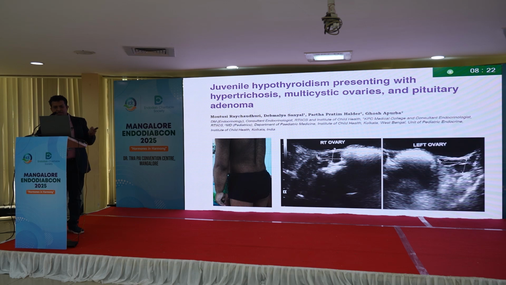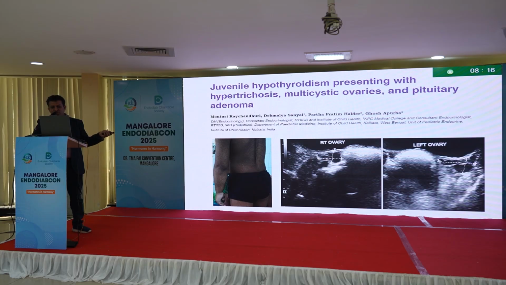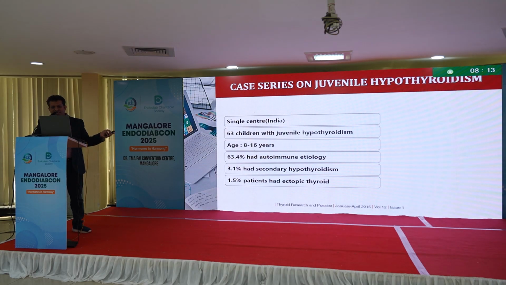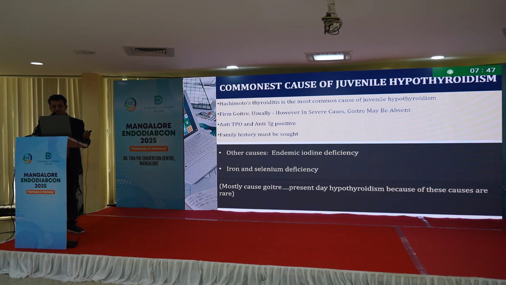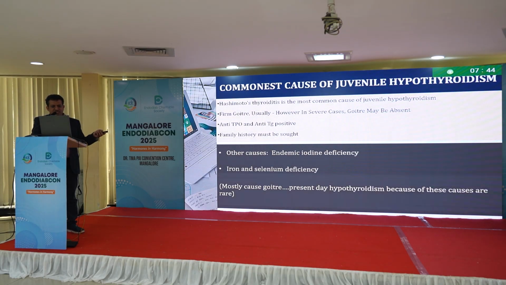This is a case report of juvenile hypothyroidism presenting with hypertrichosis, multicystic ovaries and pituitary adenomas from Kolkata. And so many case series have also been published in Kerala and in the world also. This shows you that autoimmune etiology is one of the most important etiologies for juvenile hypothyroidism, and some people also have ectopic thyroid and secondary hypothyroidism also. So again, you should understand it is a firm goiter. In some cases goiter may not be present. Anti-TPO and TG may also be positive. Family history can even be picked up at diagnosis. Now we are not finding endemic iodine deficiency and selenium deficiency, but they may definitely be ascribed to the goiter.